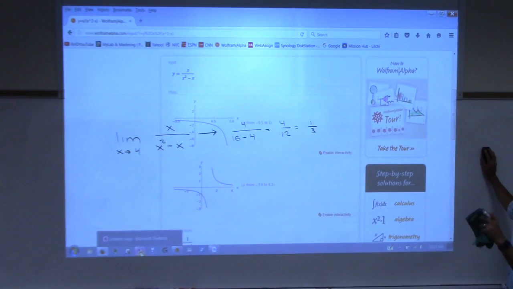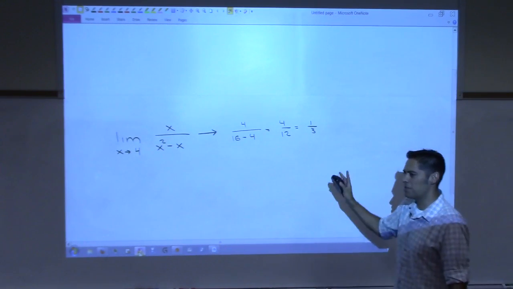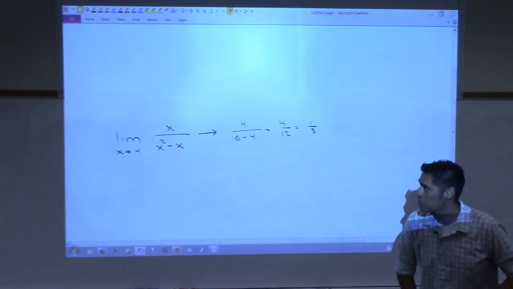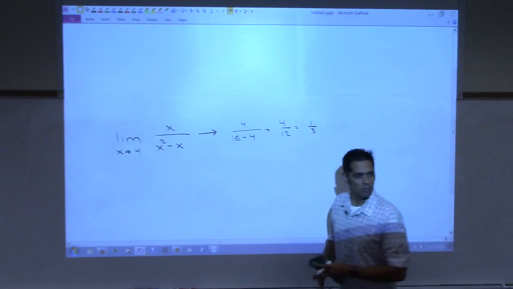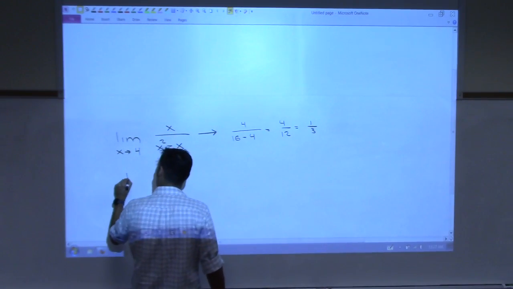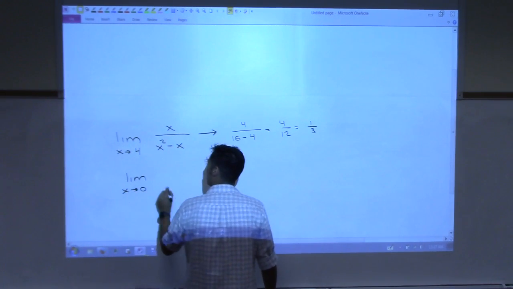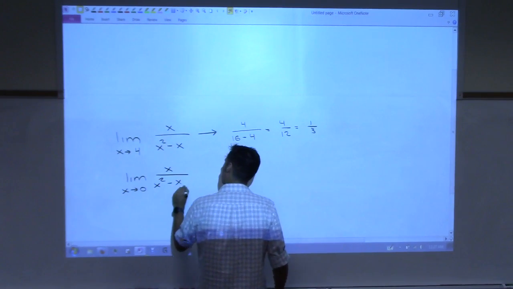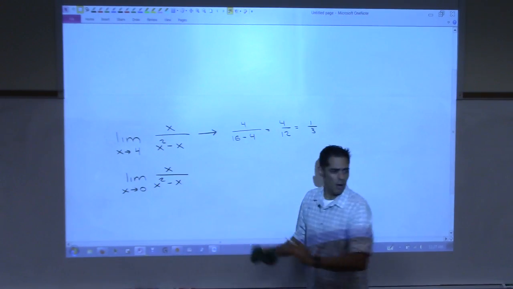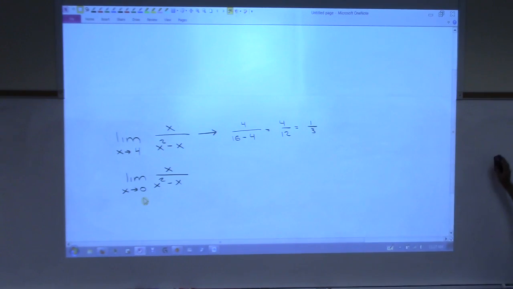But this is not an interesting calculus problem. What's more interesting is what's happening if I ask you if x goes to 0. So let's try that. What is the limit as x goes to 0 of this function? Totally different question, right? 0 over 0. Yeah, we're going to get 0 over 0.